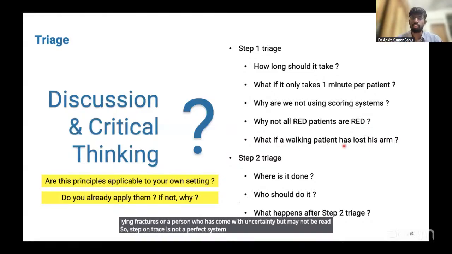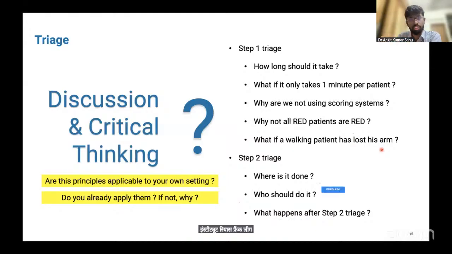What if a walking patient has lost an arm? Obviously, the patient may be bleeding from the arm. For example, my left arm is amputated. The patient is bleeding from the arm, but has come walking. In step 1 triage, the patient will be shifted to the green zone. In the green zone, step 2 triage will be done. The resident doctor or the nurse will see that the patient is bleeding and shift them to red. That is the problem with step 1 triage, so you have to have a second safety net called step 2 triage.